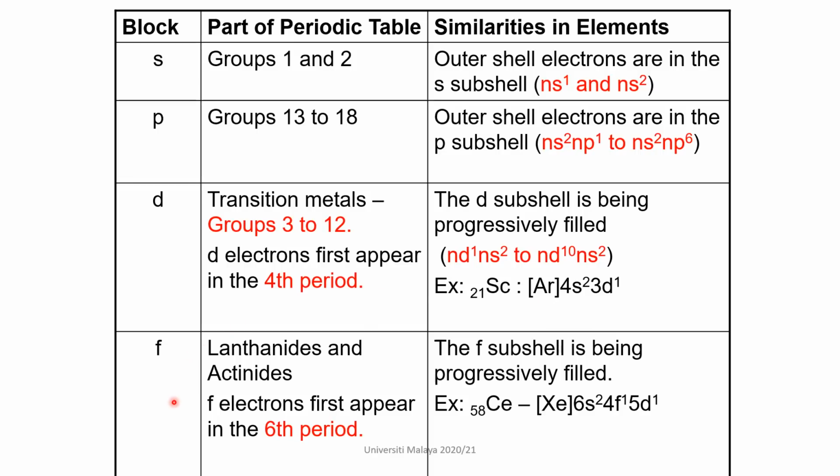And finally, for the f block, you have lanthanides and actinides. So f electrons first appear in the sixth period, where the f subshell or f orbital is being progressively filled. For example, cerium 58, we have xenon 6s2 4f1 5d1. So finally, you can see that the f orbital is being filled with electrons.